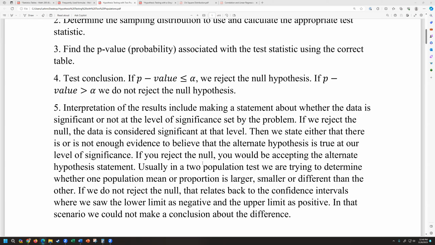So usually in a two population test, we are trying to determine whether one population mean or proportion, depending on what kind they've given us, is larger, smaller, or different in either way than the other.